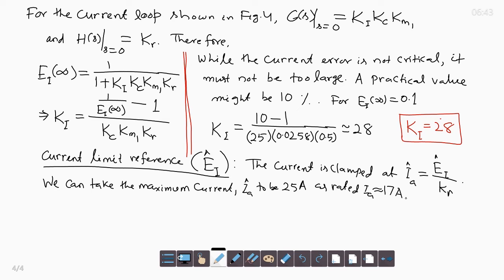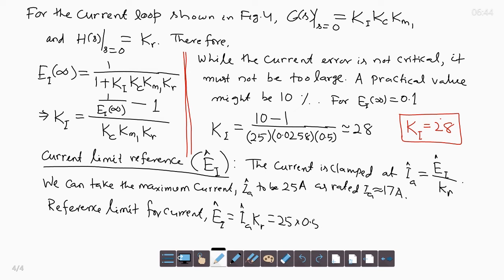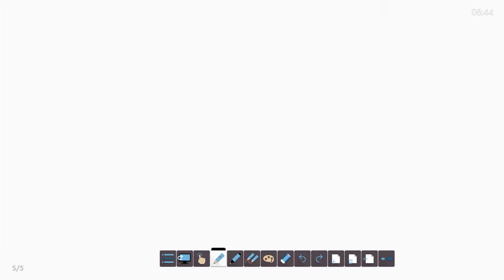So the reference limit for current, that is EI hat, is IA hat into KR. IA hat is 25, KR is 0.5, so it is 12.5 volt. So this is also one design value. Current controller reference EI hat is 12.5 volt. Then we go to design the speed controller again. So first we design a proportional speed controller.